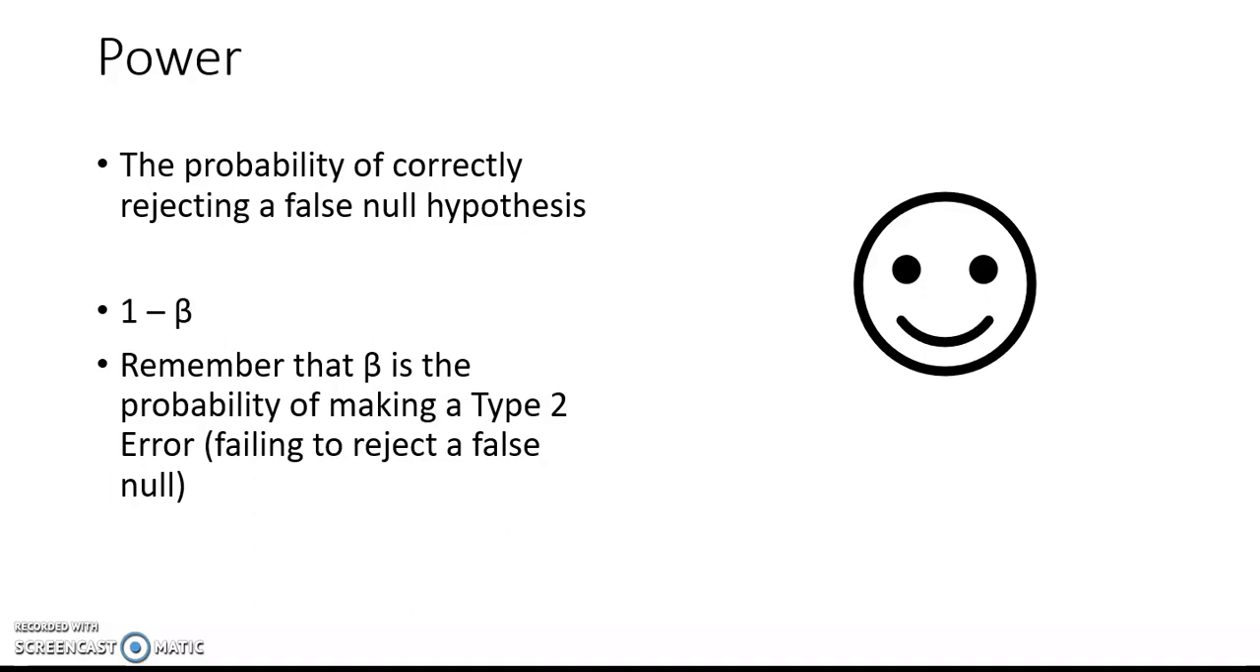Now remember that beta is the probability of making a type 2 error. That's failing to reject a false null hypothesis. We should have rejected it, but we failed to, just because we didn't get a p-value below our alpha level. So power actually is 1 minus this probability. It's the probability of correctly rejecting a false null hypothesis. So remember, power is the probability of doing the right thing, of making a correct choice.